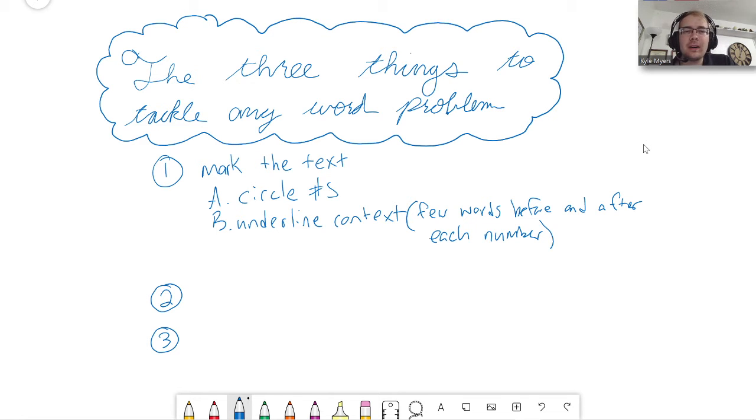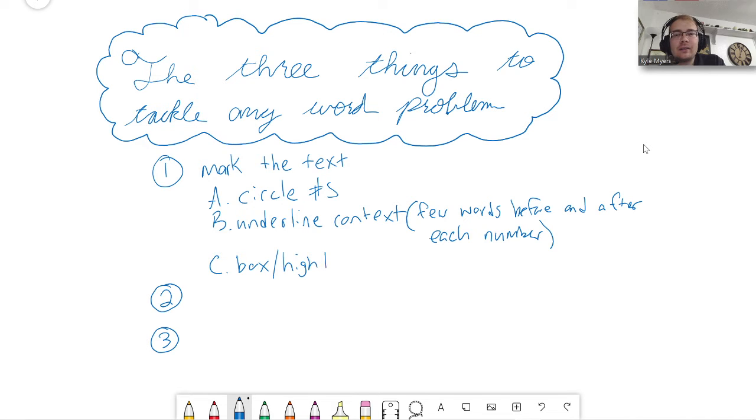Just a few words before and after each number, unless the number is the first word in a sentence, or the last word in a sentence, or there's a comma. Usually, if there's a comma, that's the end of a thought. So again, this is getting a little Englishy, but use a little bit of common sense there too. Underline the few words before and or after the number so you can understand what that number means and what it is. And then box or highlight what they're asking.